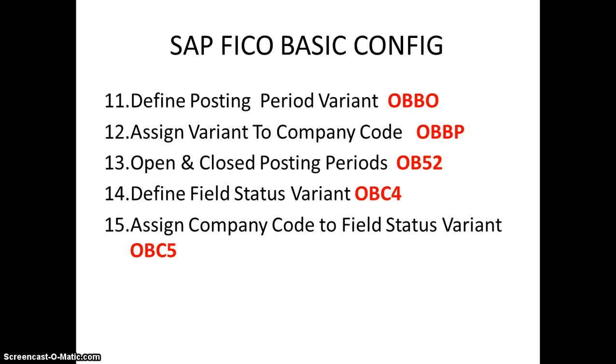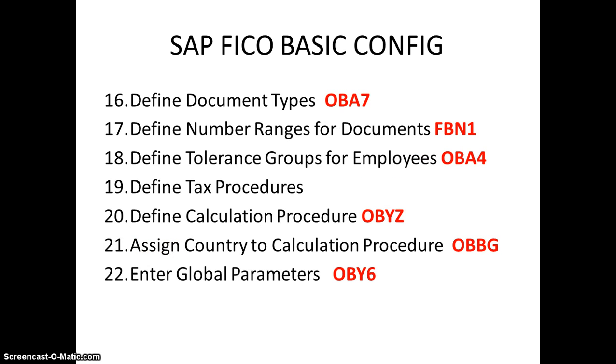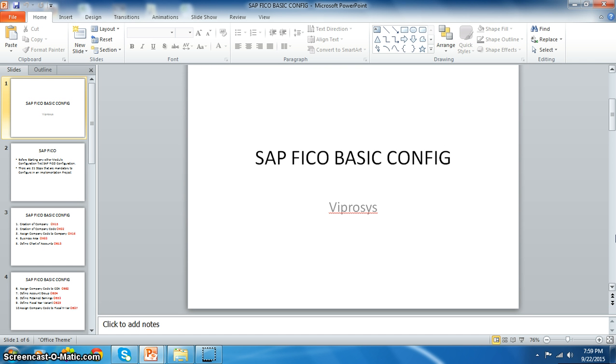And field status variant, wherein we will decide what are the fields that should appear on the screen. Company code to fiscal year field status variant is what we have to assign, and then we have to create document types, the various document types, and these document types are very much helpful when we are creating GL accounts. Number ranges for documents, tolerance groups for employees, tax procedures, calculation procedures, country to calculation procedures, and global parameters. These are the things which we have in the basic configurations.